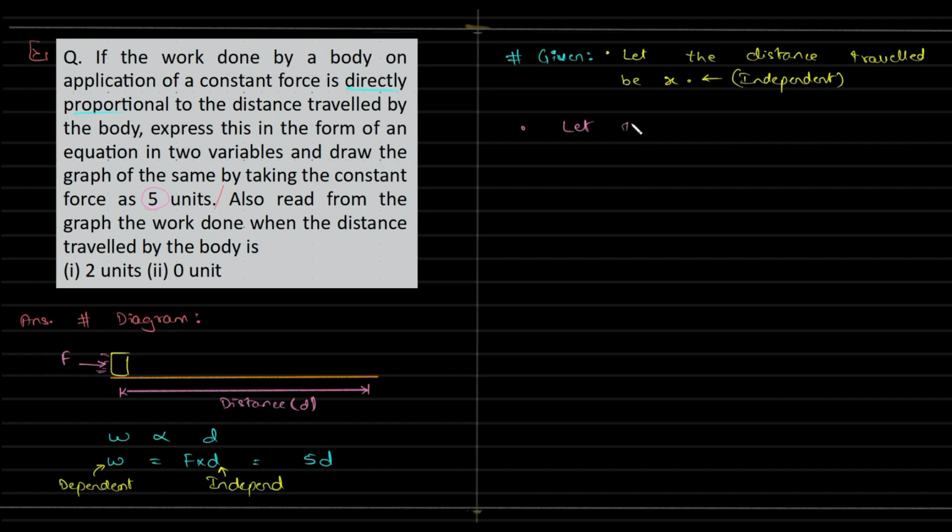Let the work be y. So we have been given y is proportional to x, and this constant into x, and this happens to be 5 units. So basically this is everything. Actually this is the working part also, but anyways, I finished it off. This is your equation. Actually this is your working, so let me put it as working only.